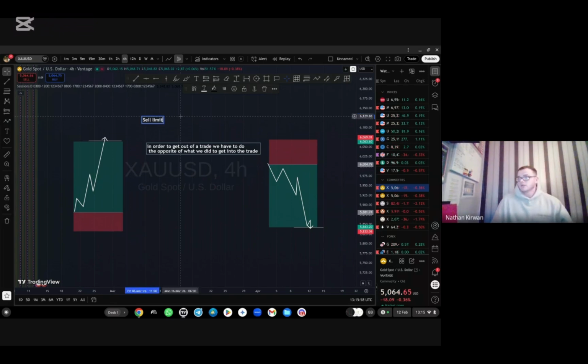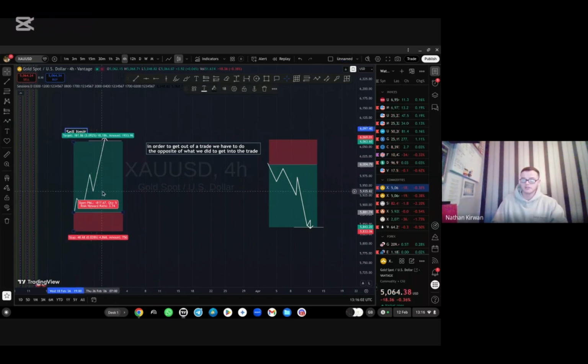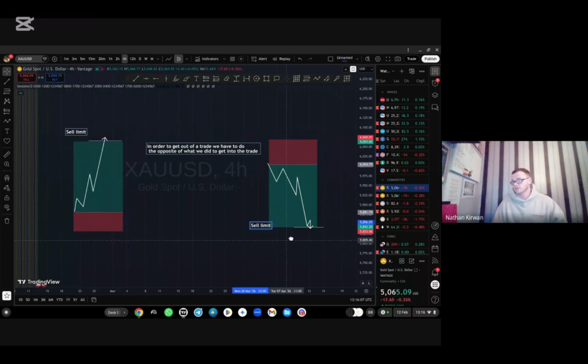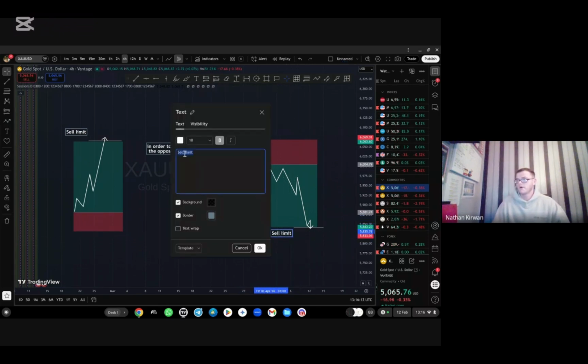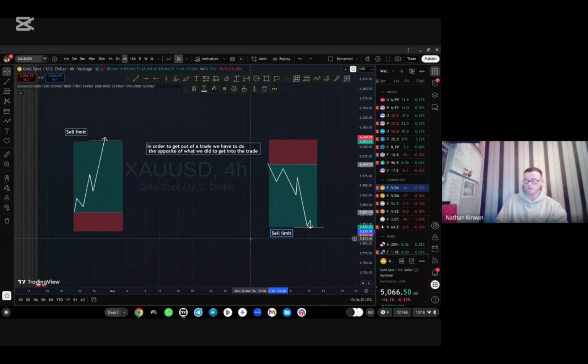That's your sell limit. Why? Because you bought into the trade, so you have to sell back out of your trade. And then this is going to be your buy limit. Why? Because you sold into the trade. So if you sold into the trade, we have to do the opposite of what we did to get into the trade, to get out of the trade.